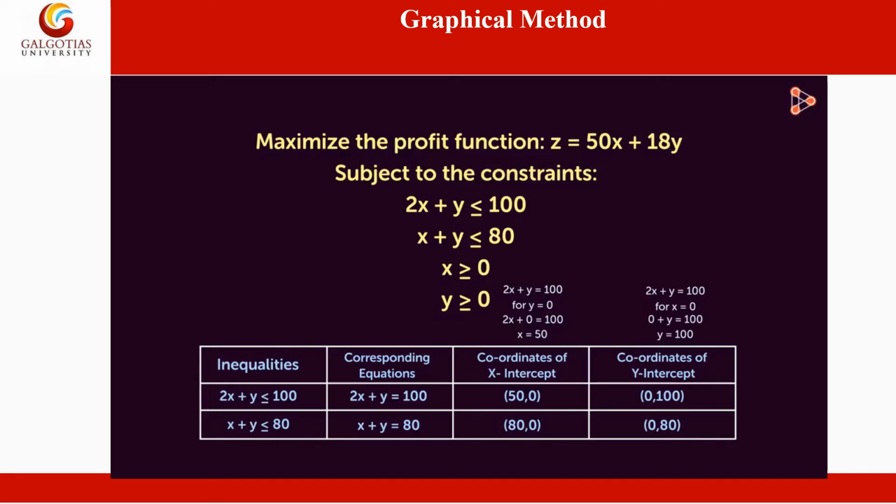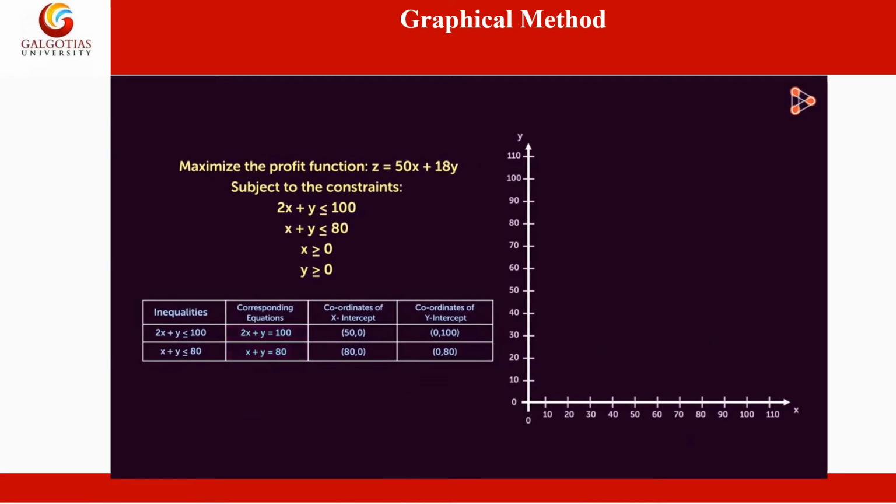With these points, let's draw the two lines representing these two equations on a graph. Let's mark the 4 points first. With this, the first line can be drawn like this. It represents the equation 2x plus y is equal to 100. Likewise, let's draw the second line representing this equation. Give it a try. Here's the line representing the equation x plus y is equal to 80.